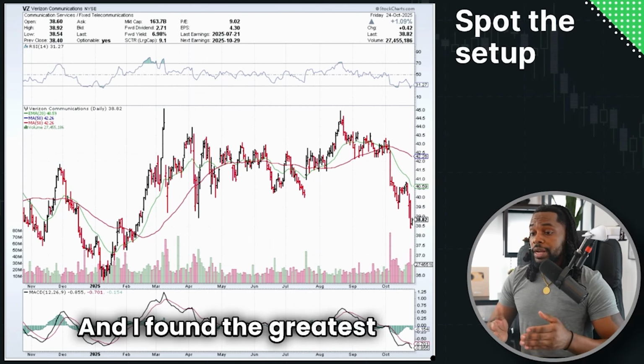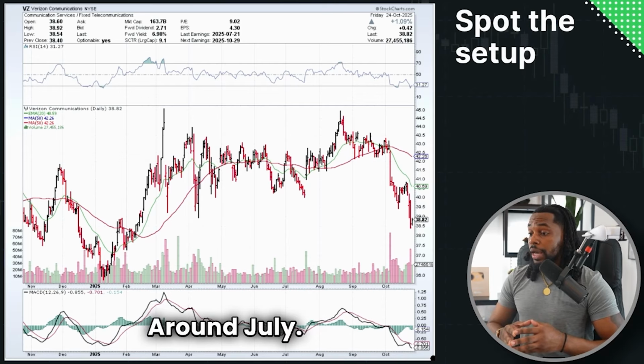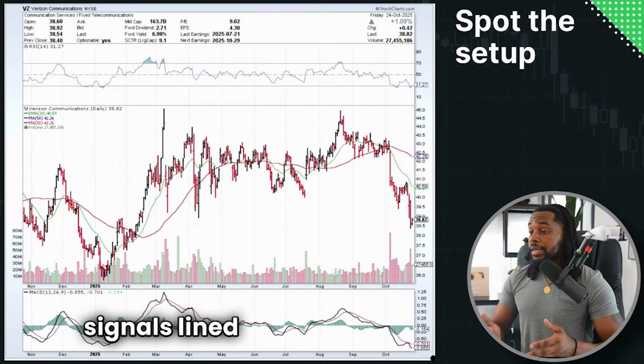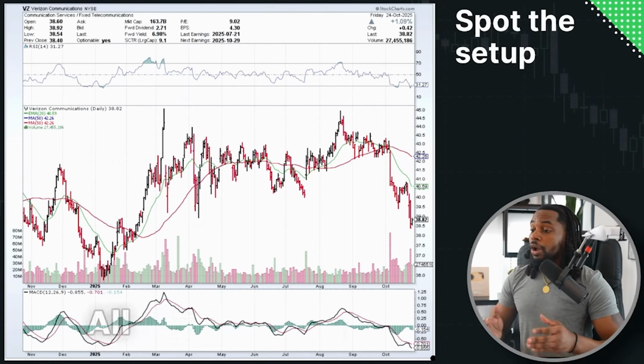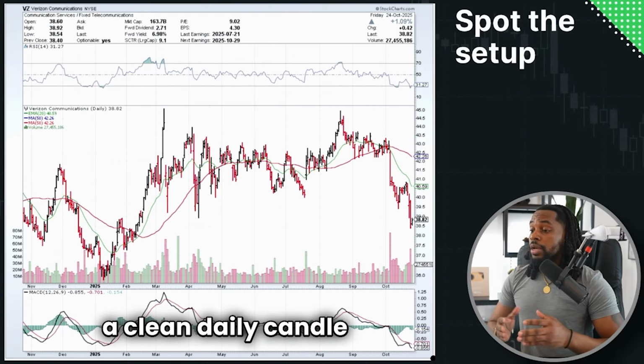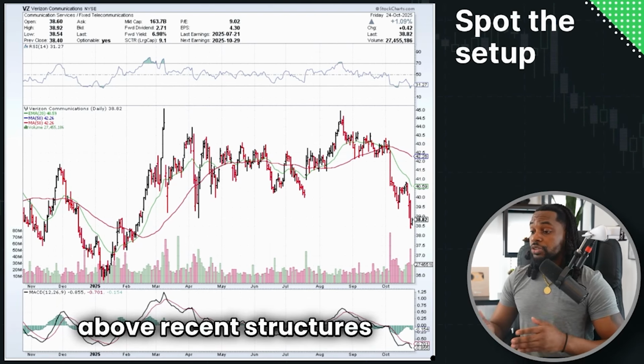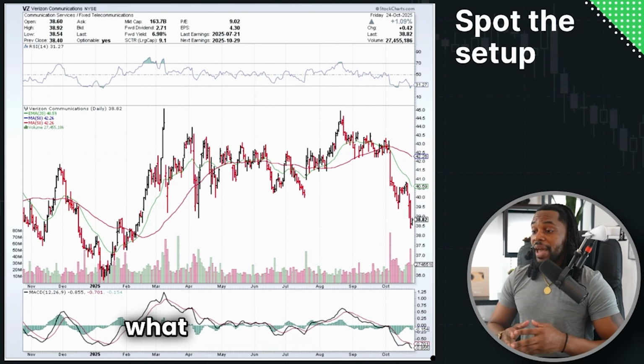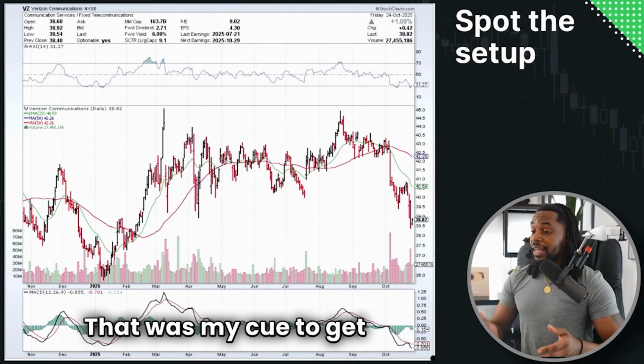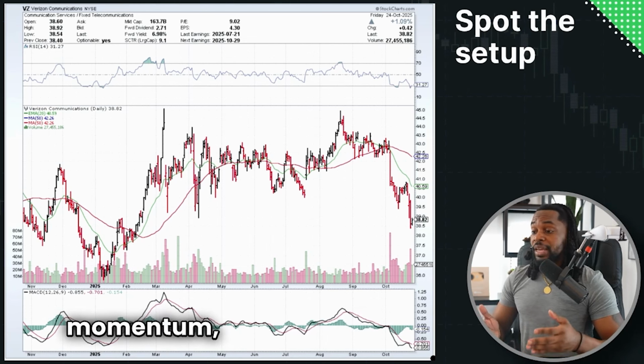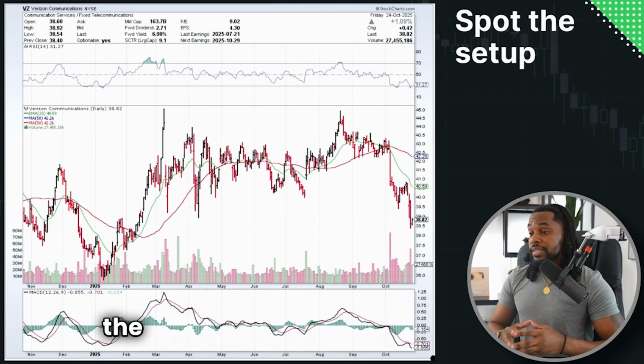And I found the greatest opportunity of this around July when all of those signals lined up. I knew what was coming. All I needed was a clean daily candle that would close above recent structures to confirm that. And that's exactly what happened. That was my cue to get in when trend, momentum, and strength all start speaking the same language.